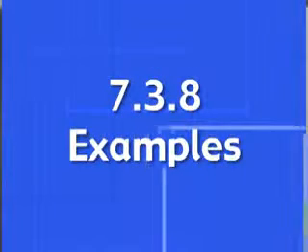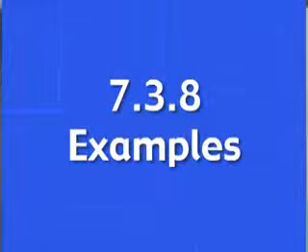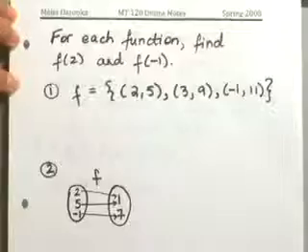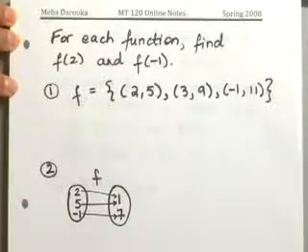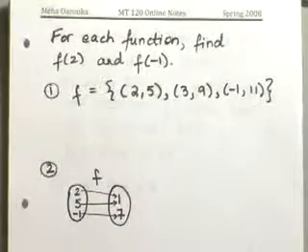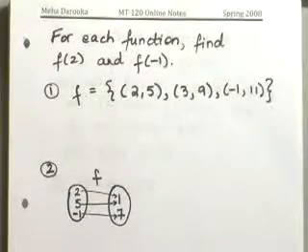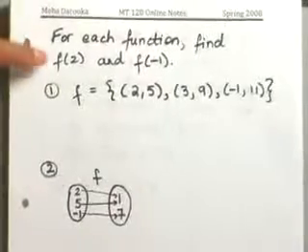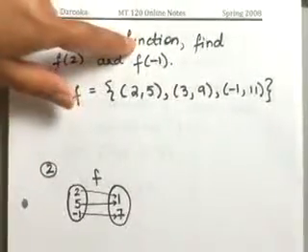Alright, let's look at some more examples here. Now, you can see that I have some already here on our paper. We are looking at these different functions, and I'm giving them to you in different forms. We are trying to find the values of f of 2 and f of negative 1.